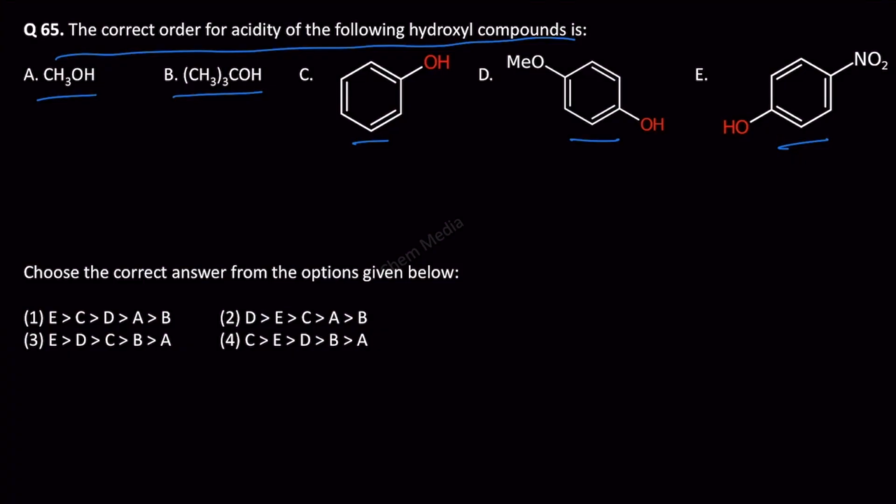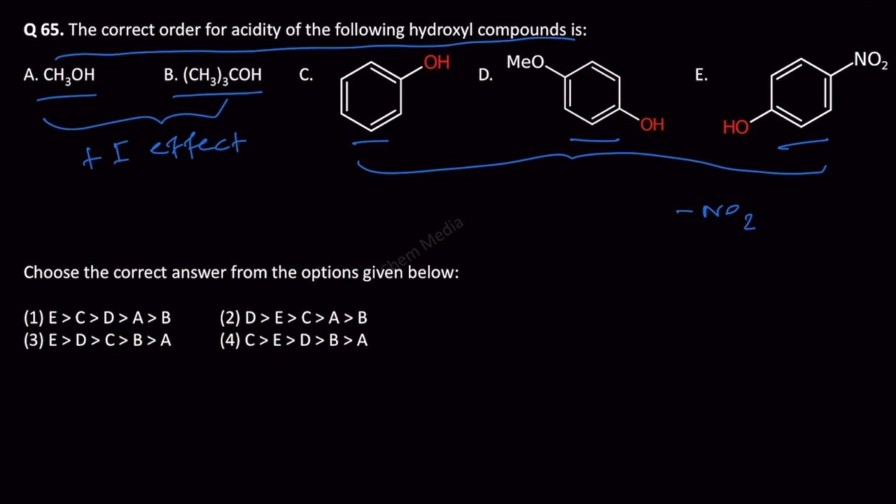Now, in these three cases, resonance effect will be operative because we have the phenyl ring, whereas in these two cases CH3 is there and therefore positive inductive effect will be operative. And we also know that NO2 is a strong electron withdrawing group, whereas methoxy is an electron donating group. So therefore, when we have NO2, this will have negative mesomeric effect. So which means it can pull the electrons away, isn't it?